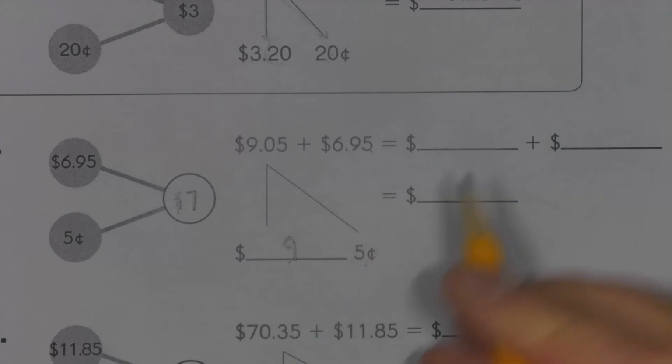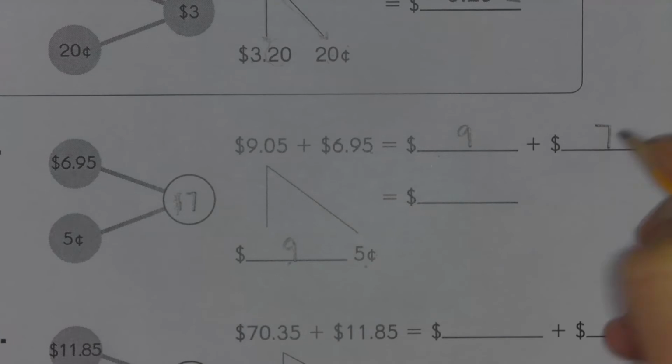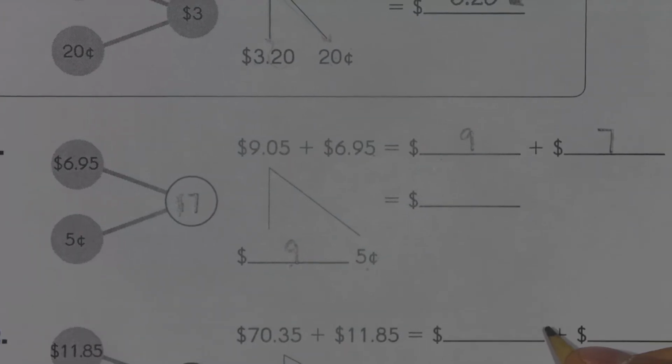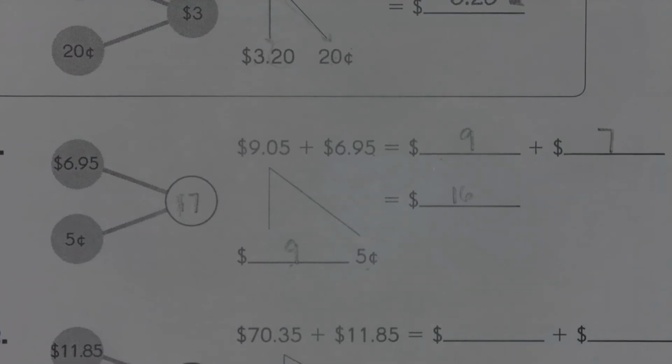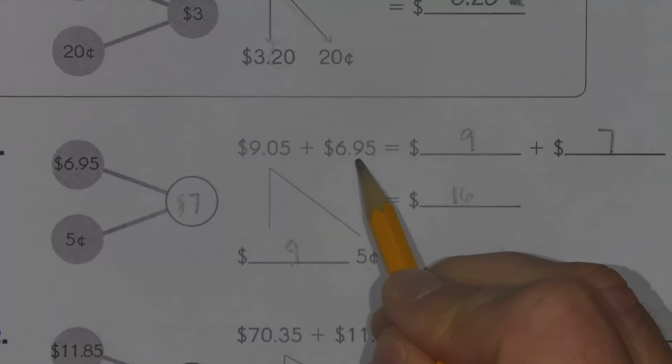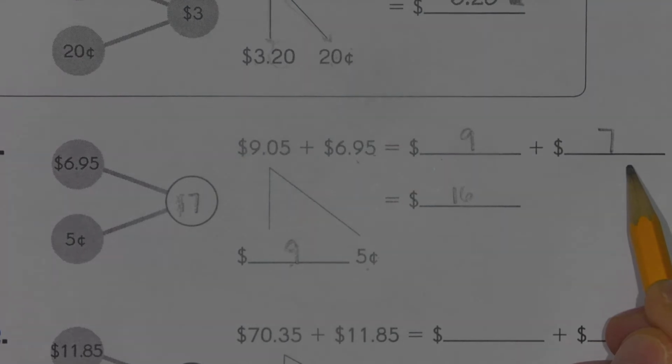So now I can just take $9 plus $7, and I know 9 plus 7 gives me 16. So again, there's a lot of steps in there that you have to do in your brain, but that's why we're working through them together. So I just split my dollars and cents apart. I gave a nickel to this $6.95, and then I did my addition. So if you need to pause the video at any time, just pause it and go ahead and get those numbers written in.